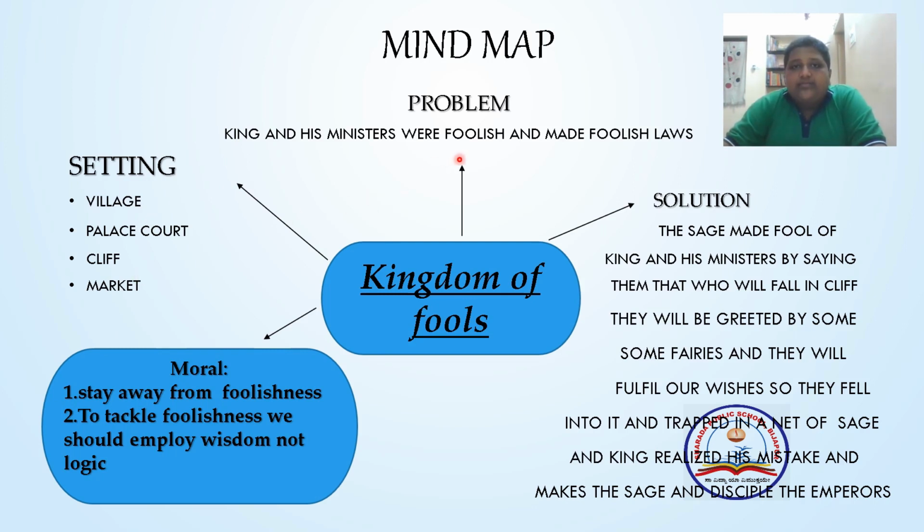As every story has some problem and one solution, this story also has one problem and one solution. The problem is that the king and his ministers were foolish and made foolish laws which gave difficulties to the villagers to live. And this was solved by the sage and disciple. The sage made a fool of the king by saying that those who fall from the cliff will be greeted by fairies who will fulfill their wishes.